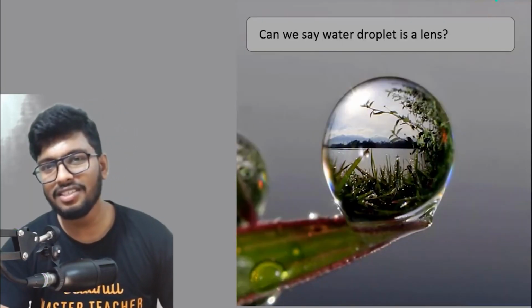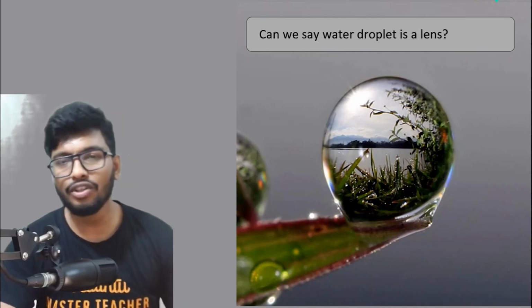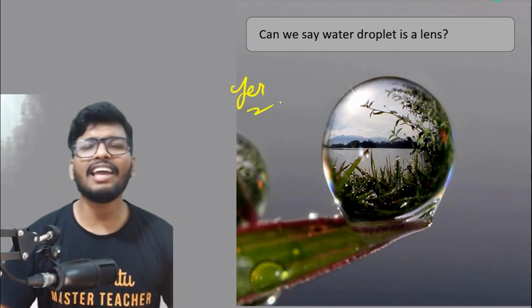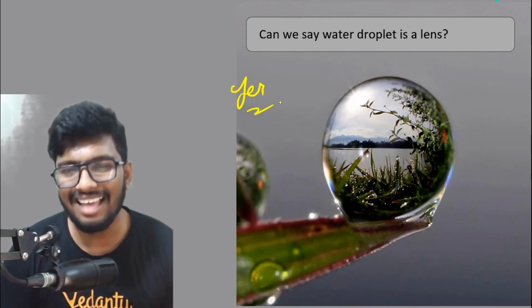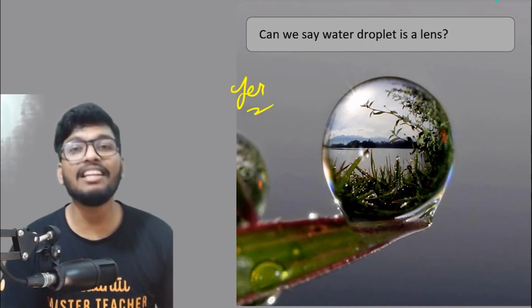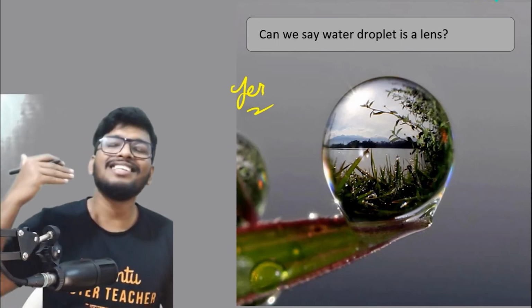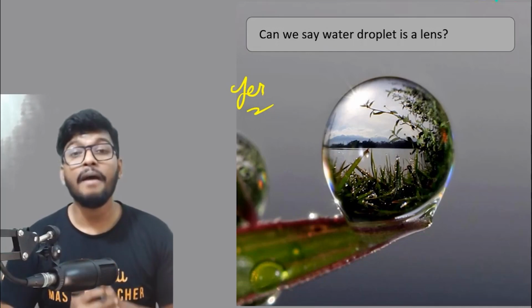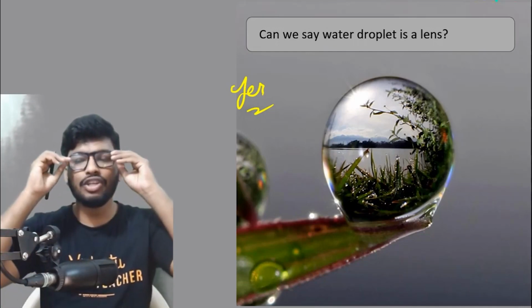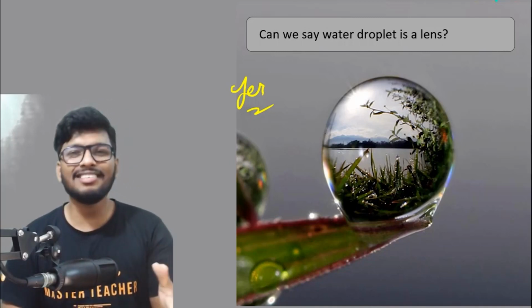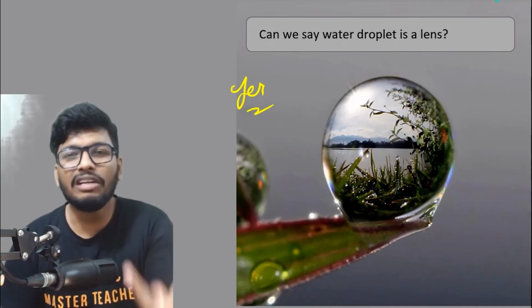Now, to answer this question, can you say that a water droplet is a lens? The answer is yes. It behaves like a convex lens. If you look at it, guys, you see that the image looks a little magnified through the water droplet. So the answer is yes, guys. You can call it a convex lens, because it does magnify the image and light is definitely refracting through this.